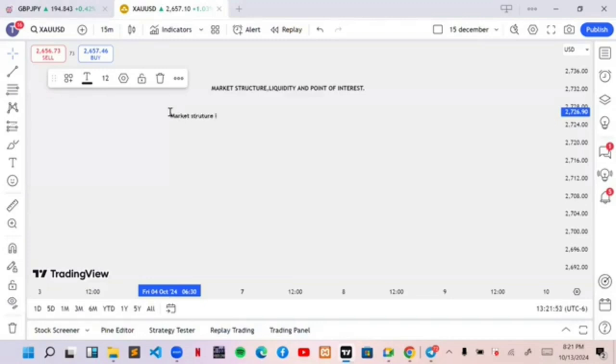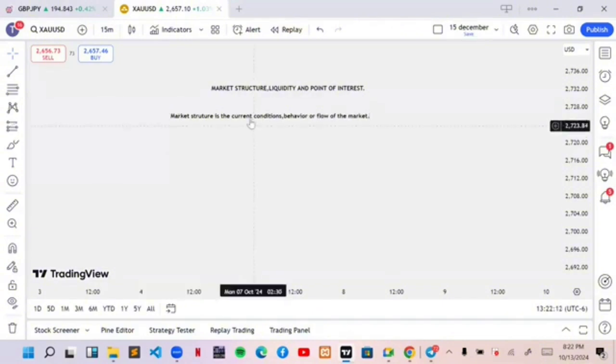Market structure is the current conditions, behavior, or flow of the market. So that's what market structure is.